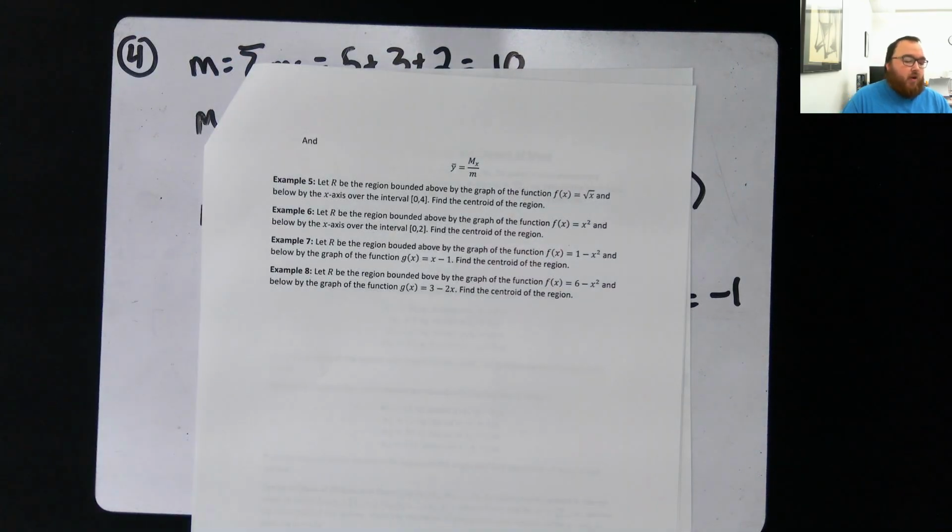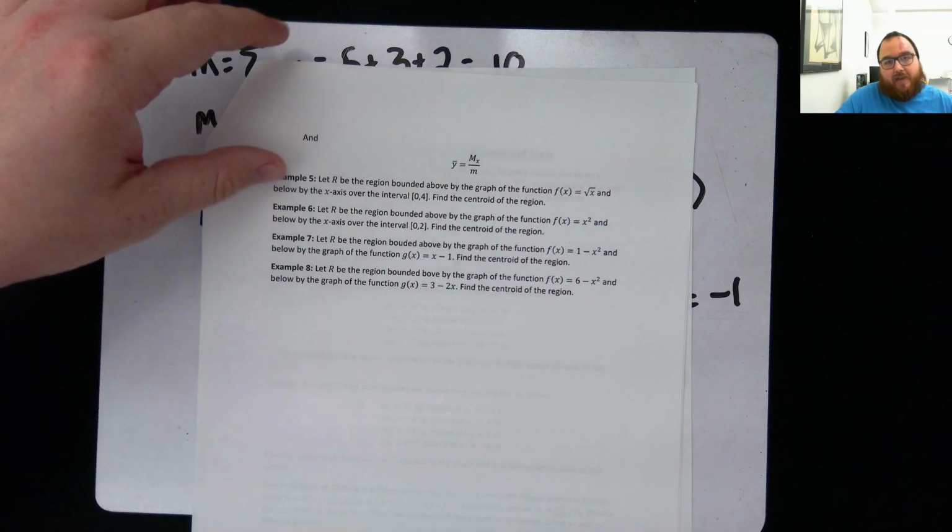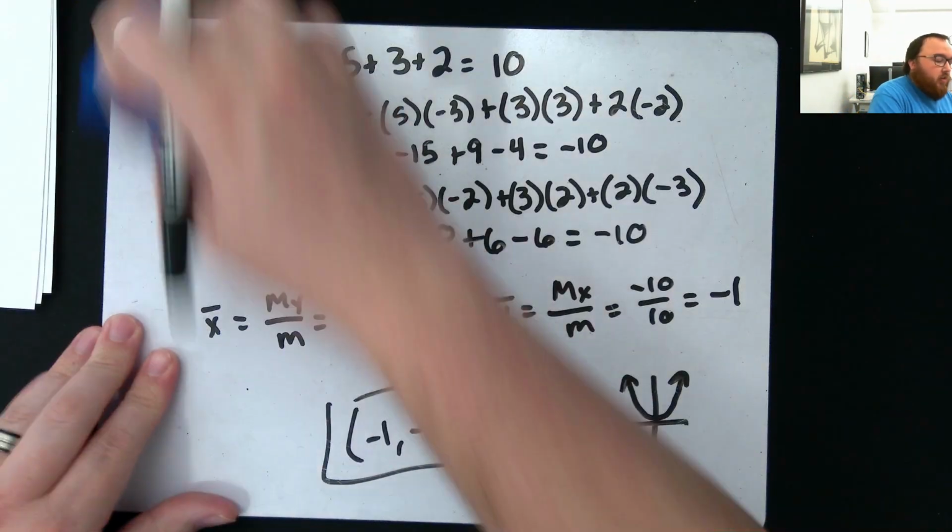Example number 5, let R be the region bounded above by the graph of the function f of x equals the square root of x, and below by the x-axis from 0 to 4. Find the centroid, which is the same thing as the center of the mass. So again, they do not state what the rho is, so I'm going to assume rho is equal to 1, which is really nice and makes this not as hard.